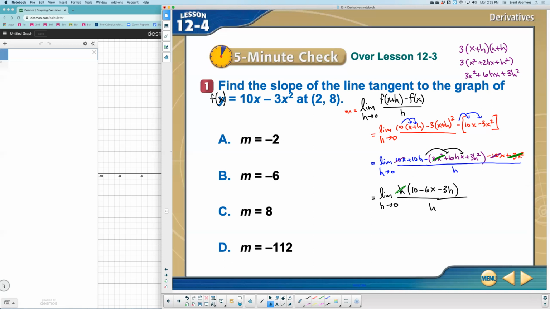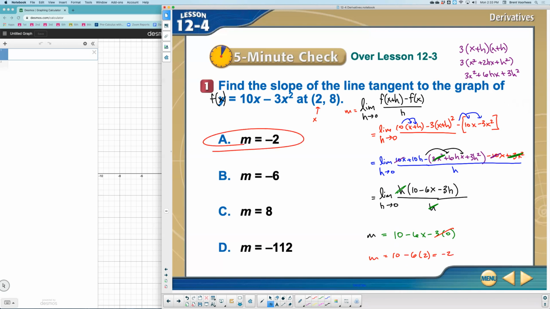At this stage, I can see that these h's simplify, and I could do a direct substitution. And so now this limit, or the slope, would equal 10 minus 6x minus 3 times 0. 3 times 0 disappears, and so we have 10 minus 6x. Now that's the slope at any point, but we specifically want the point when x is 2. So what's the slope when x equals 2? We'd have 10 minus 6 times 2. That's 10 minus 12, which is equal to negative 2.